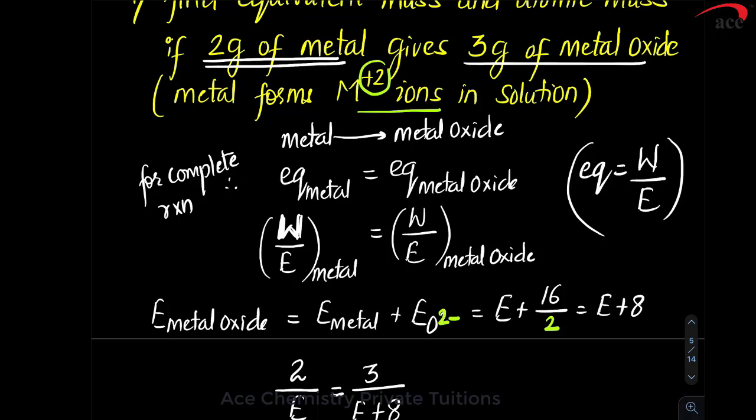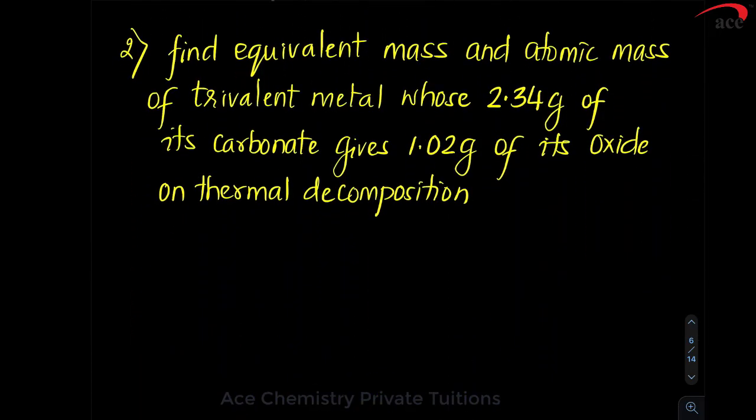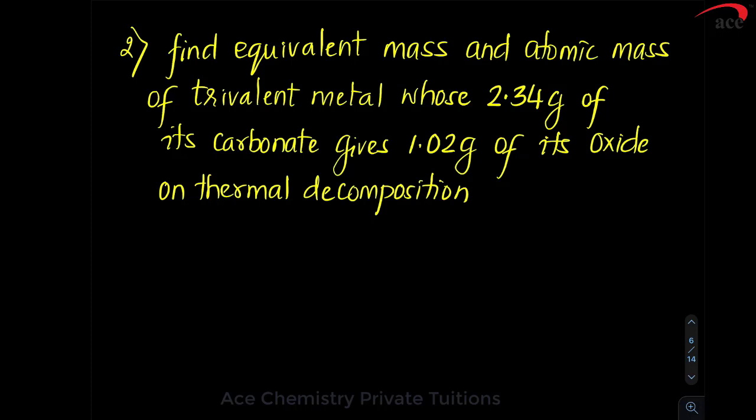EQ has so many formulas, but there is only one mass-related formula. Right, why did we do it by the equivalent concept? Because writing a reaction was very difficult, as we were unaware what the metal is. So, the faster and simpler method was the equivalent concept.